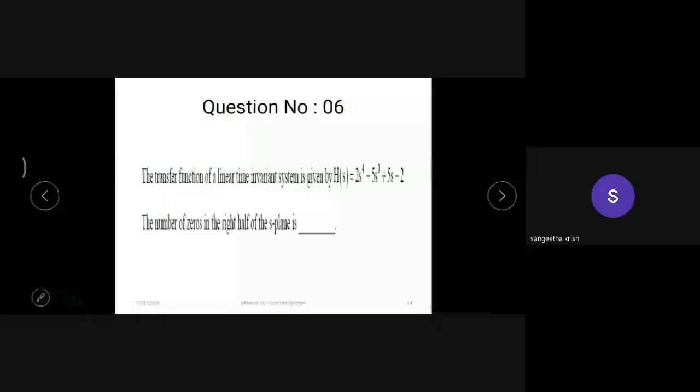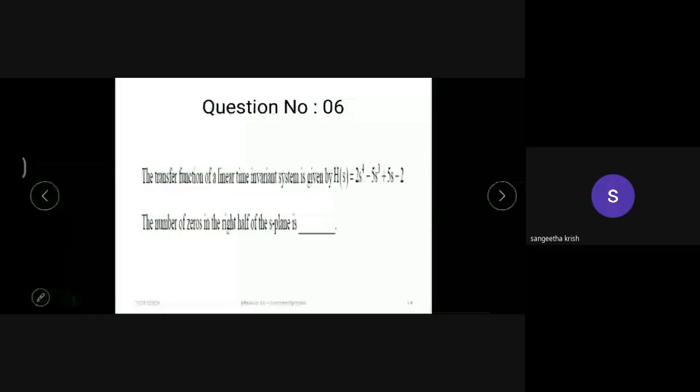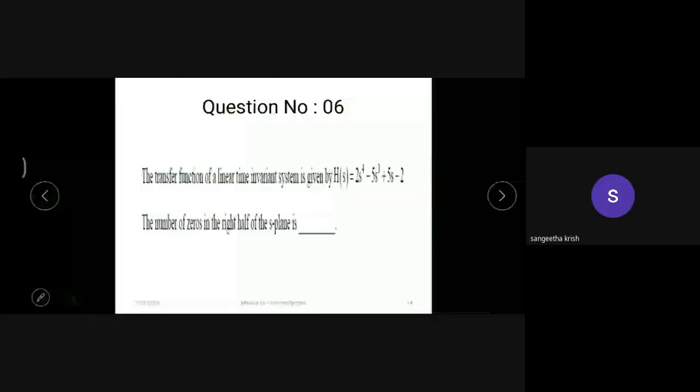Okay, so question number 6. The transfer function of an LTI system is given. All control systems should be LTI systems, that is linear time invariant. So the transfer function of an LTI system is given as h of s equal to 4 over 5s minus 2. The number of zeros in the right half of the S plane is 0.